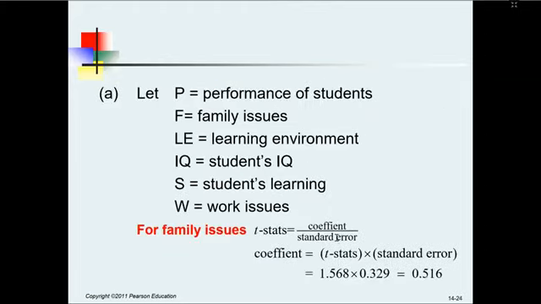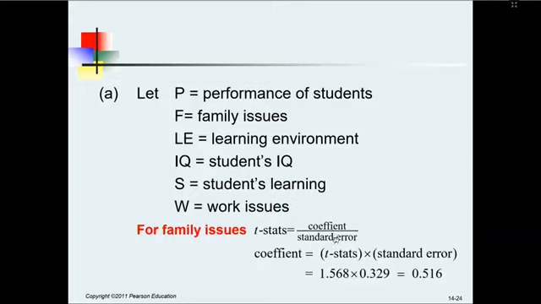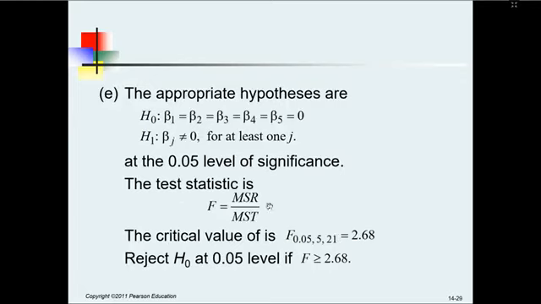Then what is the next one? Is the overall performance of the model statistically significant? So what are we testing? The overall significance of the model. What will be H naught? You know the 5 steps; there are 5 of them. So we are testing beta 1 equals beta 2 equals beta 3 equals beta 4 equals beta 5 equals 0.